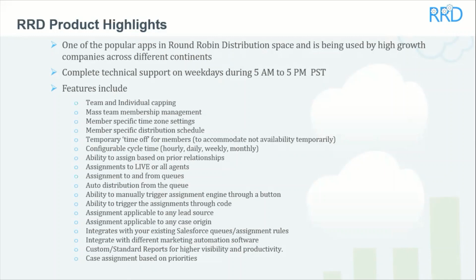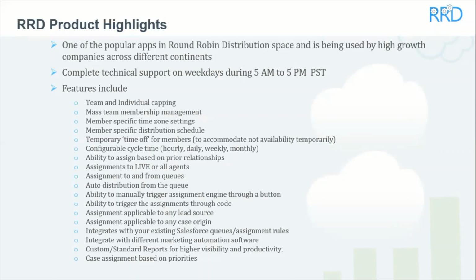Starting with capping. Most of these apps in the market would give you some form of caps, which is essentially how many leads a person can have, or how many cases a person can have, how many open cases a person can have. And you can define capping at the individual level. You can define capping at the team level.